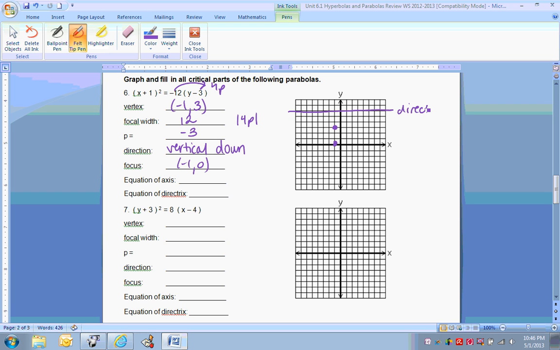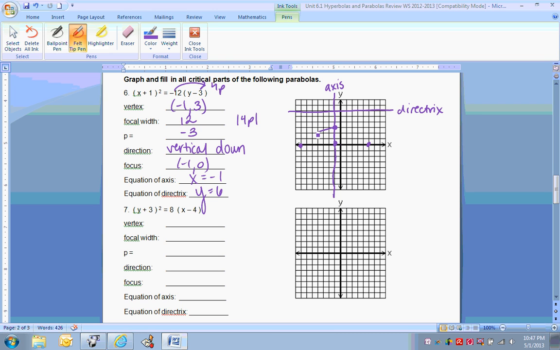So that's my directrix. And then my axis passes through the focus and the vertex. So the equation of my directrix, it crosses the y-axis at 6, so the equation of my directrix is y equals 6. Now my axis crosses the x-axis at -1, so the equation is x equals -1. My focal width is 12, so I go to my focus and I put 2 points on either side that are 12 apart. So I'm going to go 6 to the right and 6 to the left.